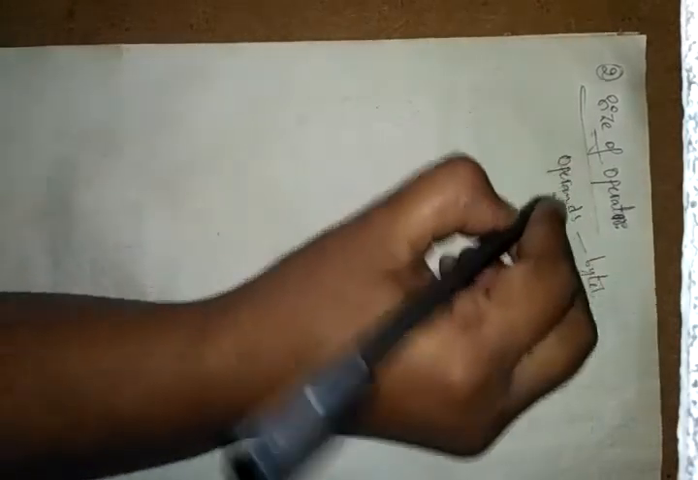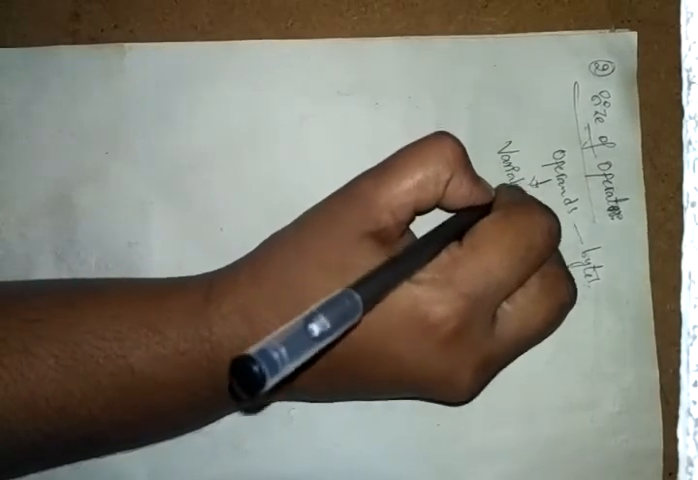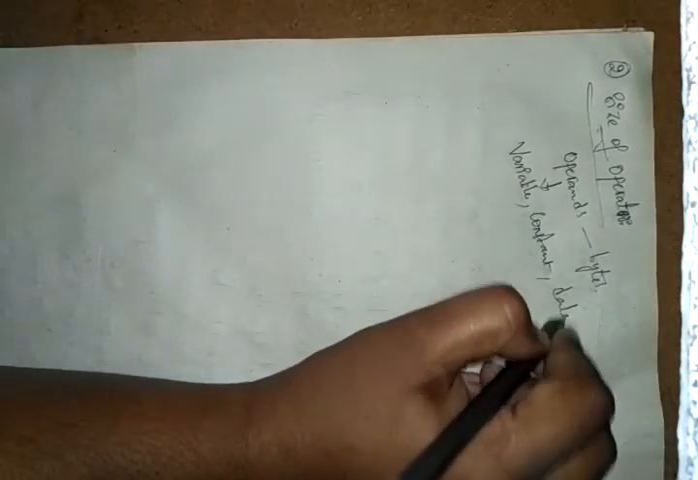Here it takes our operands in bytes. The operand may be a variable, or a constant, or a data type. So the operand can be variables, constants or data types, anything, and that can be defined in bytes.